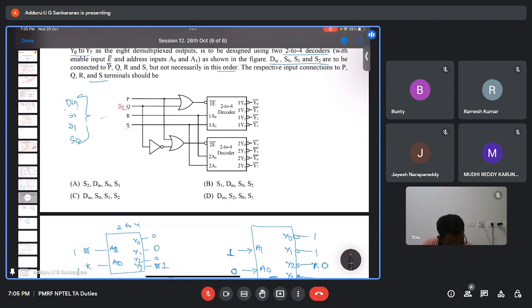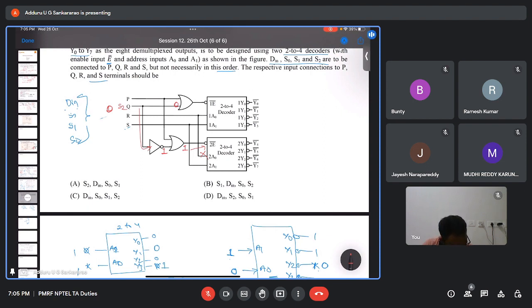Now let us say S2 is 0, then the output of this OR gate is 0 and the output to the next OR gate is 1, because it is going to an inverter. Now the output of this OR gate is 1. This 1 is connected to the enable input. That means this entire decoder is not enabled at all, because it is active low inputs, right?